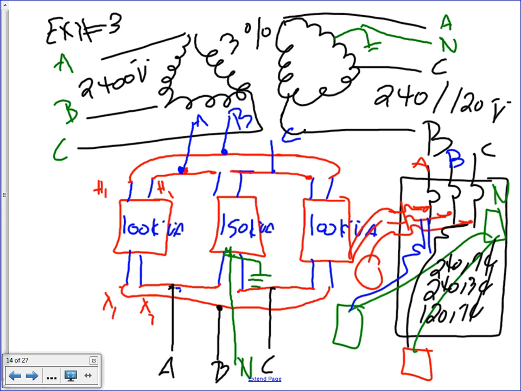If I have a 120 load, I have only two options, not a third option. Either I go from A to neutral or from C to neutral. So for any two-phase, 240 single phase, you always want to balance your load.